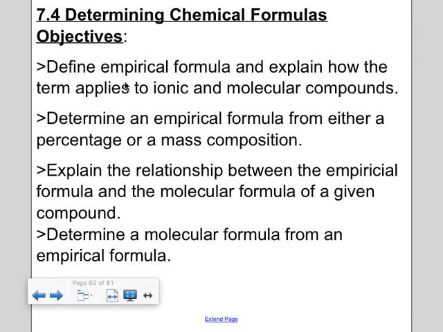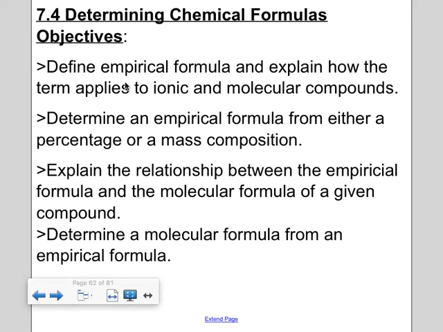Okay, today's lesson is going to look at something called empirical formulas. So I'm not covering the entire 7.4 section. I'm actually going to break it up into 2 days. So we're going to focus on defining what an empirical formula is and how that applies to ionic and molecular compounds, and then determine an empirical formula from either a percentage or a mass composition.